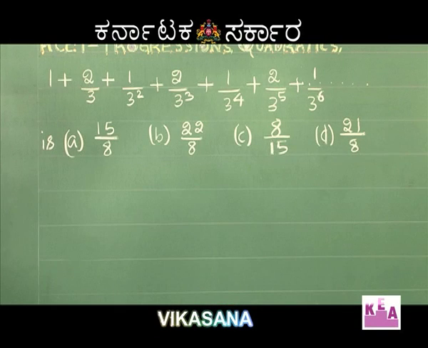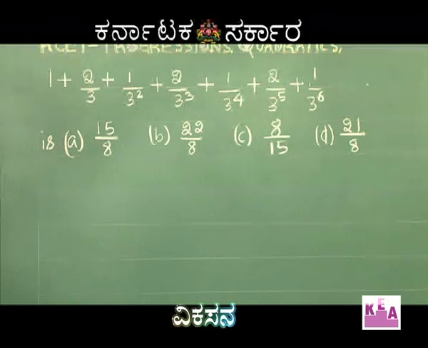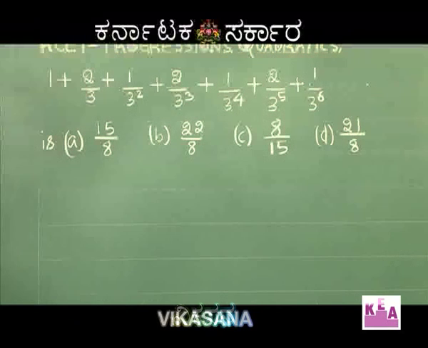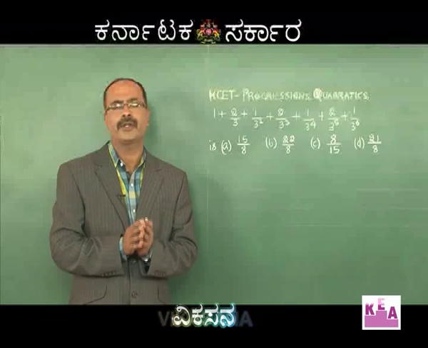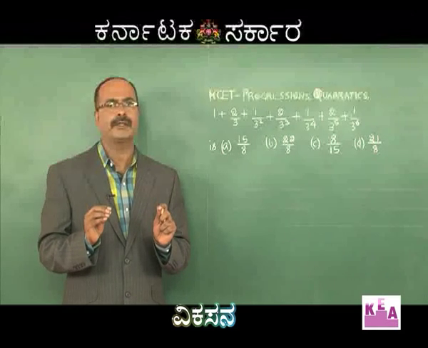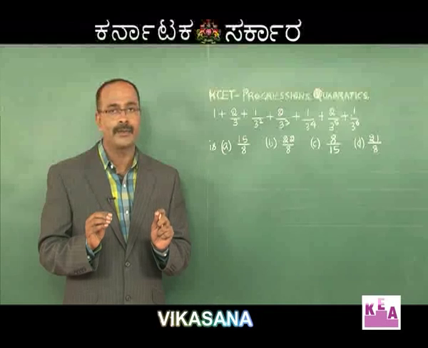Look at the question, dear students. 1 plus 2 by 3 plus 1 by 3 square plus 2 by 3 cube plus 1 by 3 power 4 plus 2 by 3 power 5 plus 1 by 3 power 6 and so on. Forget about all mathematics, geometric progression, arithmetic progression. Let us simply use some common sense and analyze this particular problem.